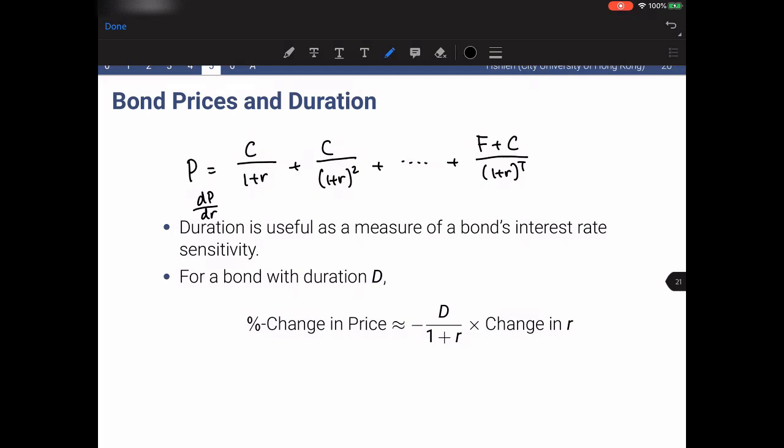So that's going to equal negative C divided by (1 plus R) squared, plus 2C divided by (1 plus R) cubed. I'm going to go out a little bit further here. Plus 3C divided by (1 plus R) to the fourth, all the way to T times (F plus C) divided by (1 plus R) to the T plus 1. Okay?